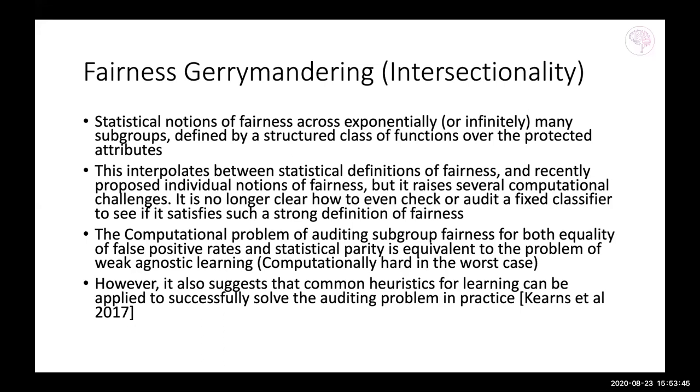And actually, one of the papers from Michael Kearns and his group shows that the problem of auditing subgroup fairness, at least for the notions of equality of false positive and statistical parity, is equivalent to the problem of weak agnostic learning, which is another way of saying that it is computationally very hard. That said, they do devise and recommend certain heuristics which can be used to solve this problem approximately in a large number of contexts and use cases.